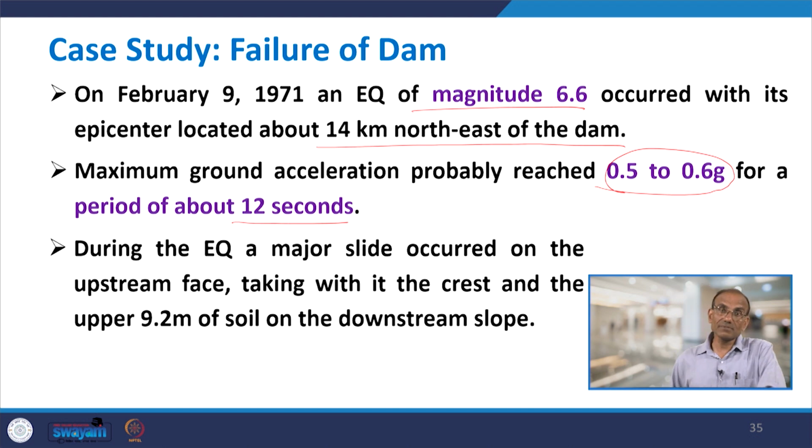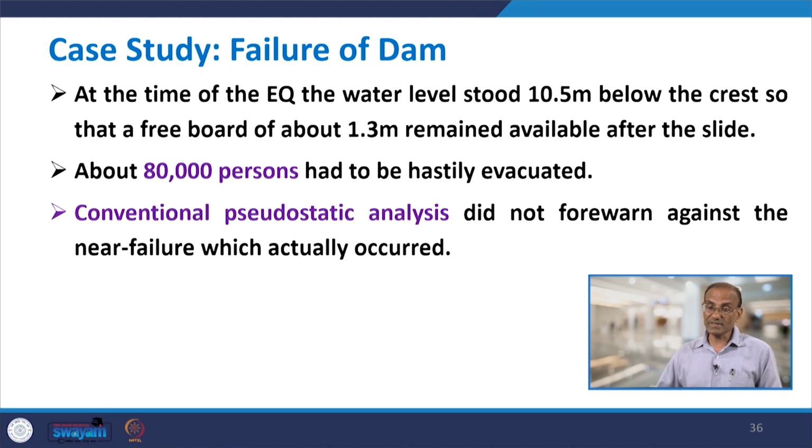During the earthquake, a major slide occurred on the upstream face, taking the crest and the upper 9.2 meters of soil on the downstream side. So, the top 9.2 meters was washed away by this earthquake. However, at the time of the earthquake, the water level was 10.5 meters down from the top, from the crest. So, even after taking away the 9.2 meters, a freeboard of about 1.3 meters remained available after this slide. So, there were no casualties. Of course, there was a lot of damage.